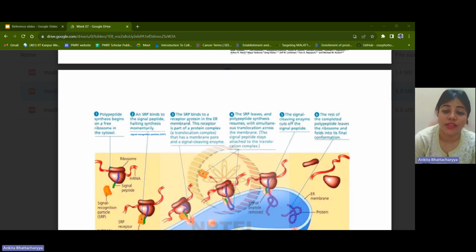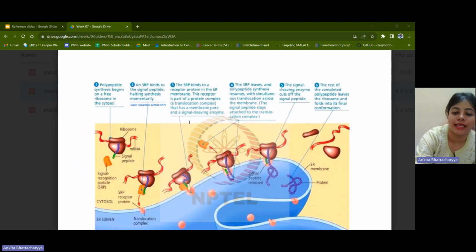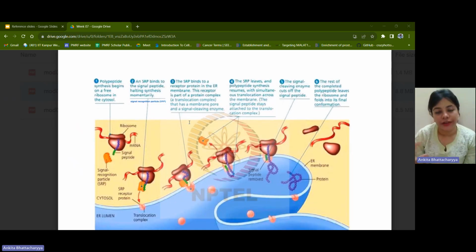So the polypeptide synthesis resumes and translocation is carried out across the membrane. The signal peptide still stays attached to the translocation complex. Now in step 5, the signal cleaving enzyme, otherwise known as the signal peptidase, will cleave it and the rest of the protein is released into the ER lumen. The rest of the completed polypeptide will leave the ribosome and will then undergo folding.